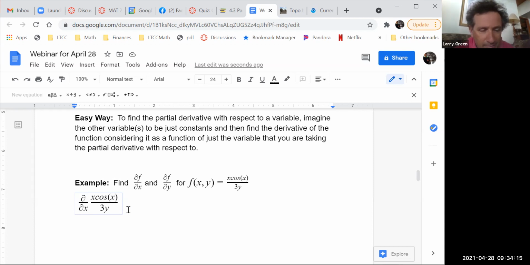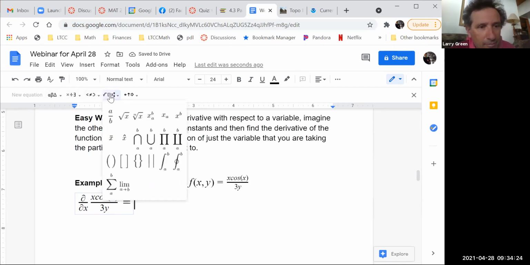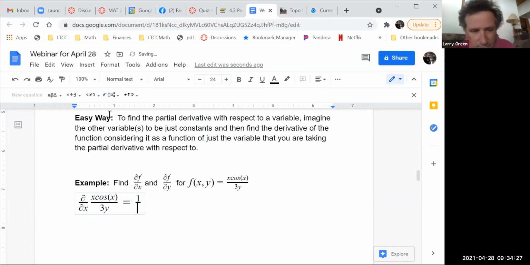And what I get is equal to 1 over 3y times the derivative with respect to x of x cosine of x. And the idea here is we're really treating y as a constant. So this is a function of one variable, and that's why you want to think about it.